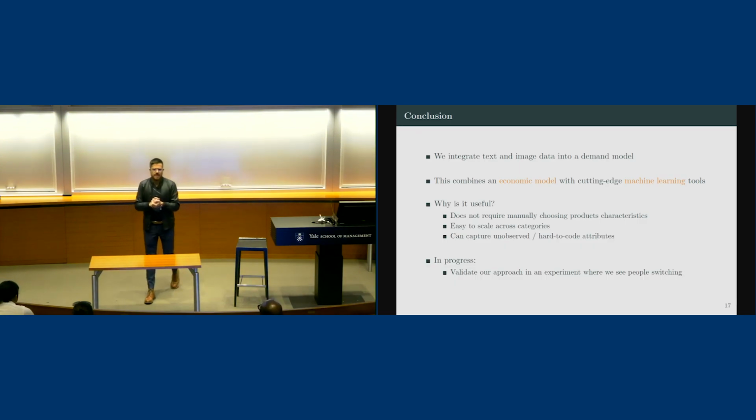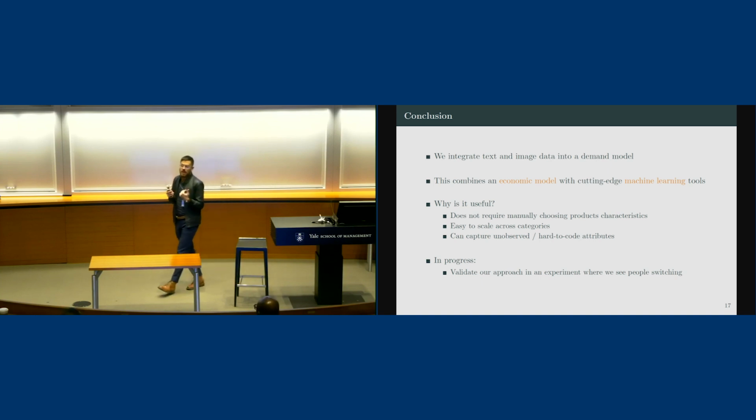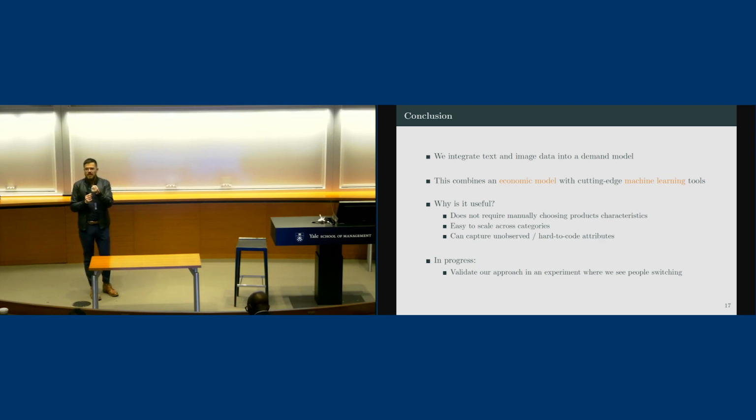All right, I think I'm going to conclude very quickly and then open it up to questions if there are any. But let me just summarize what we've done so far. We have proposed a way to integrate text and image data into a demand model. And so this combines two pieces. One is the machine learning part, so processing images and text to extract a measure of how similar any two pairs of products are, and then inputting this into an economic model of demand. So combining machine learning with economics.